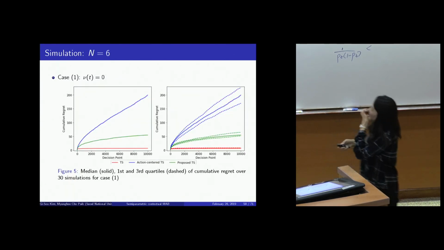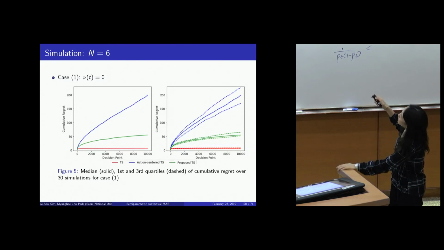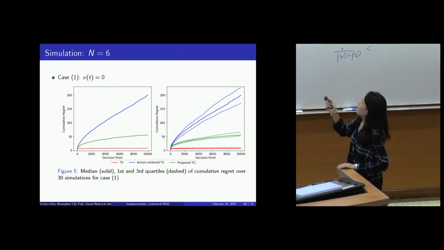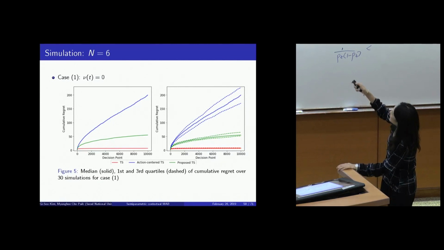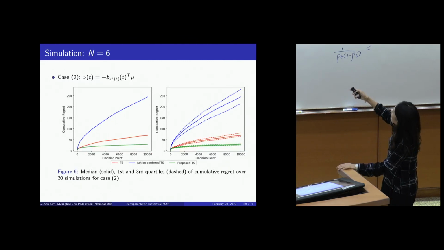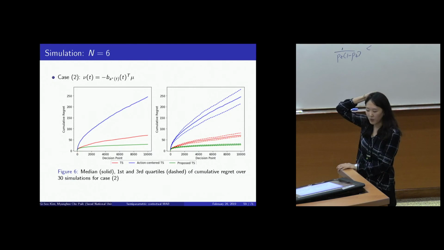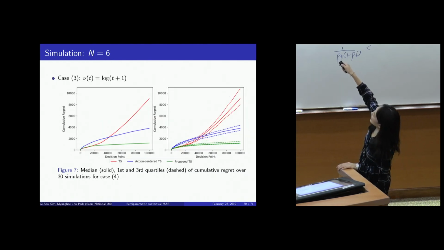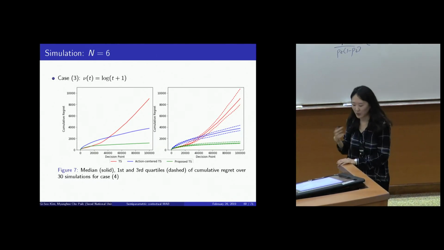When n is 6, there were some differences between the ACTS algorithm and the proposed algorithm, probably because of the big constant m. When nu t is 0, the original is the best. But when nu t varies with time, the proposed is the best, and SCTS somehow performs the worst. And when nu t is increasing, in that case as well, the proposed one performs the best.